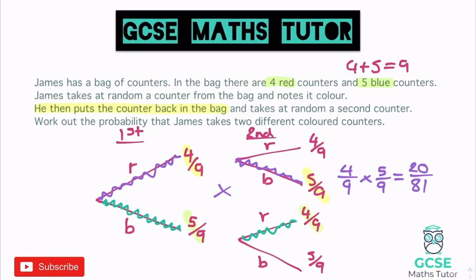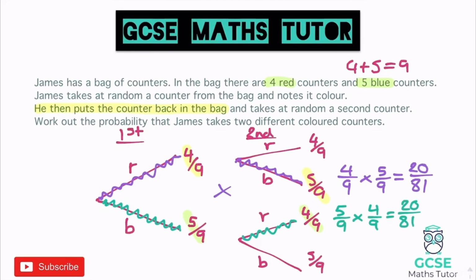And if we times them together, you'll probably notice here that actually we're going to get the same answer, because it's the same 2 fractions in reverse. And 4/9 times 5/9, again on the top we get 20, and again on the bottom we get 81. But that there is taking a blue then a red. Okay, and there are 20 ways of doing that as well.